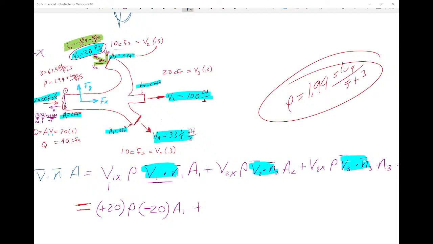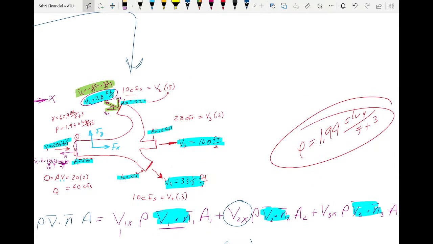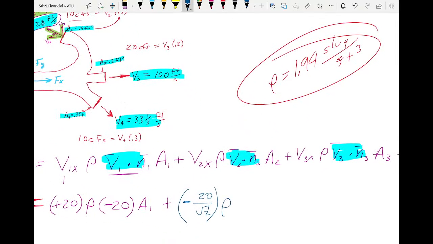what you have here is a minus 20 over square root of 2. Why do you have the minus 20? Because it's the x component, and the x component is in fact that part right there. Now again, just carrying the row.